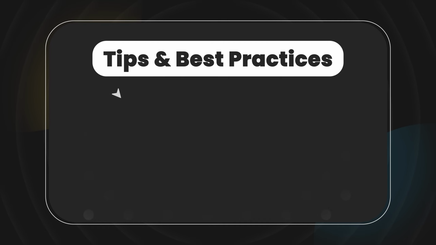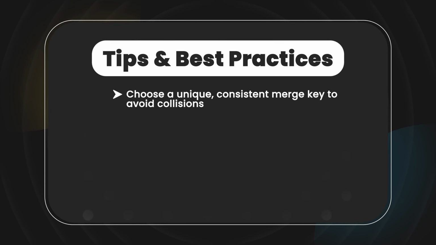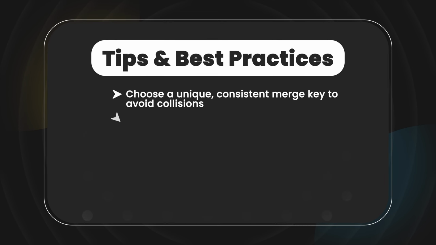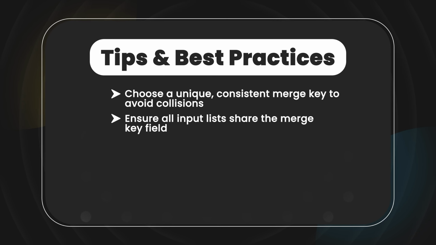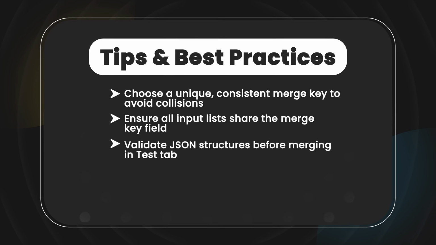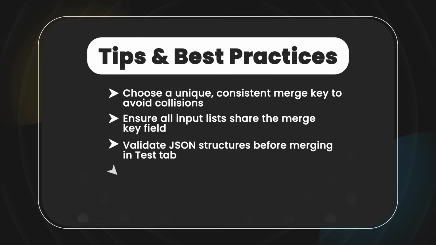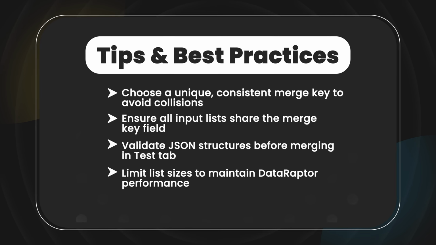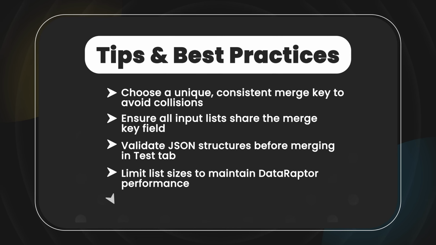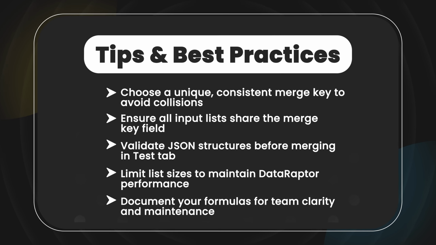And before we wrap up, here are a few tips to make your merges bulletproof. Choose a unique, consistent merge key, for example ID, to avoid accidental collisions. Ensure all input lists include that key field, otherwise records won't merge. Validate your JSON inside the test tab first so you can catch structure issues early. Always watch your list size. Very large arrays can affect DataRaptor performance. Also filter if you can. Document your formulas in comments or naming conventions so teammates know what's happening.